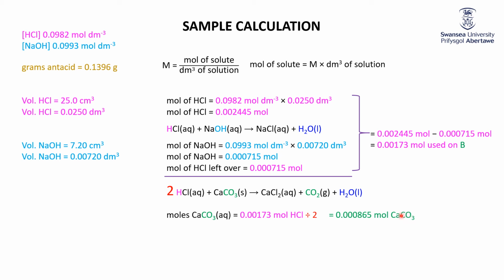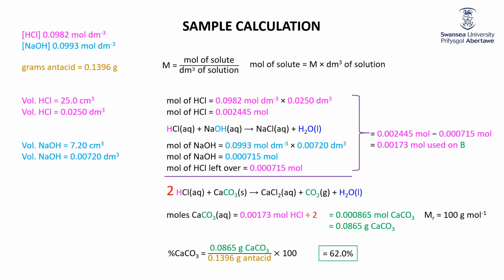Now, calcium carbonate is a lovely substance in many ways, but particularly because its molar mass is about 100 grams per mole. So 0.000865 moles of calcium carbonate is 0.0865 grams of calcium carbonate. So in other words, in this amount of the antacid, that was the calcium carbonate plus filler, 0.0865 grams was the calcium carbonate. So the percent calcium carbonate is the amount of calcium carbonate in the antacid divided by the grams of the antacid times 100, or 62%.